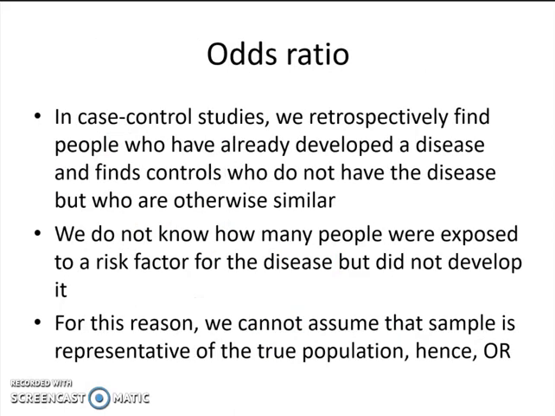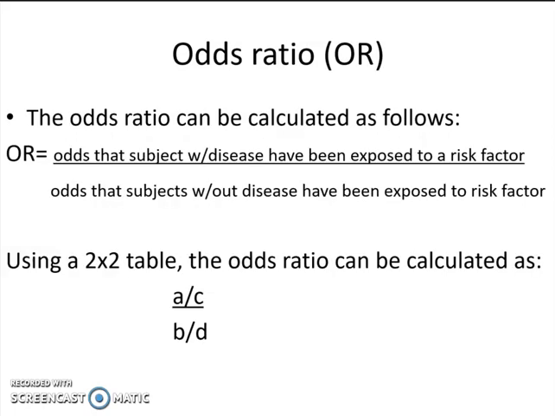Odds ratio. In case control studies, we retrospectively find people who have already developed a disease and find controls who do not have the disease but who are otherwise similar. We do not know how many people were exposed to a risk factor for the disease but did not develop it. For this reason, we cannot assume that the sample is representative of the true population, hence we will use odds ratio. Odds ratio can be calculated as follows.